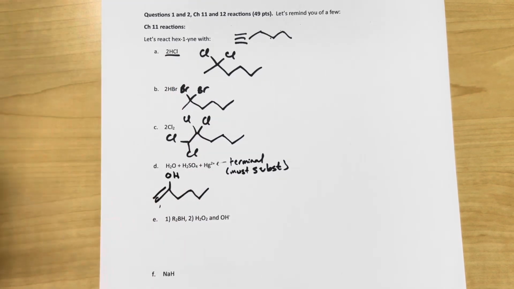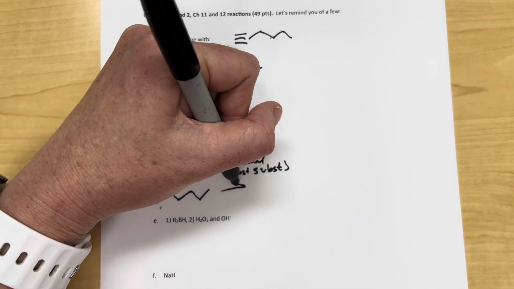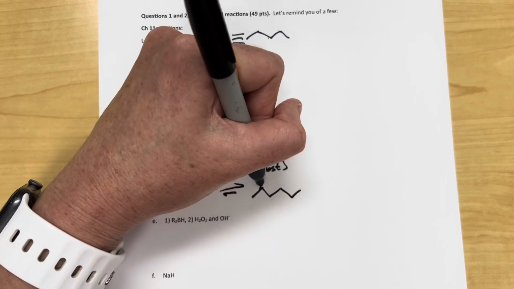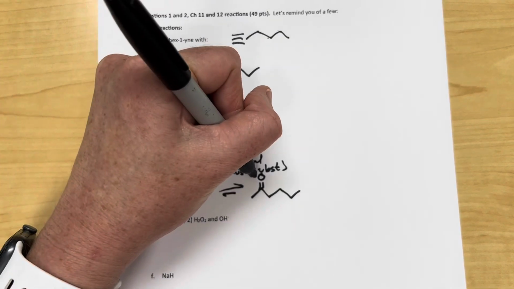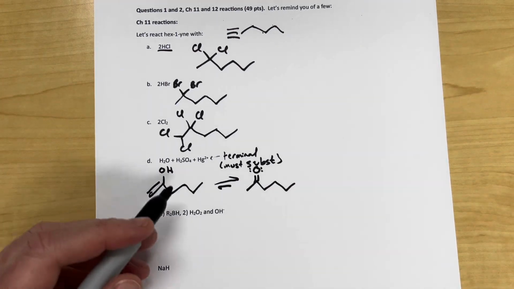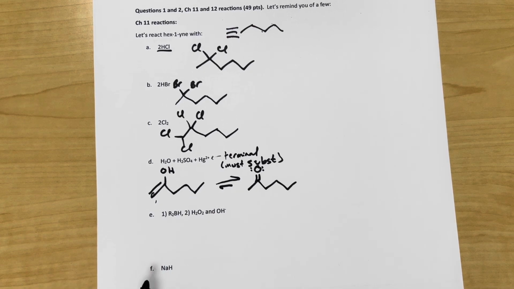So we would technically get the alcohol there. If you remember, this would tautomerize into the more stable ketone, and that would be your final answer. This is really what we're looking for, but the alcohol would be an interesting intermediate.